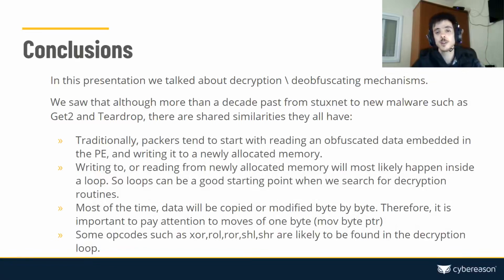Traditionally, packers tend to start with reading obfuscated data from the PE itself, the embedded PE, and writing it to newly allocated memory. Writing or reading will in a lot of cases happen byte by byte, so we should look for byte-by-byte activities, mainly writing activities. Also, in order to do it byte by byte, it has to be in the context of a loop. So we want to look for loops, but loops that contain this activity.